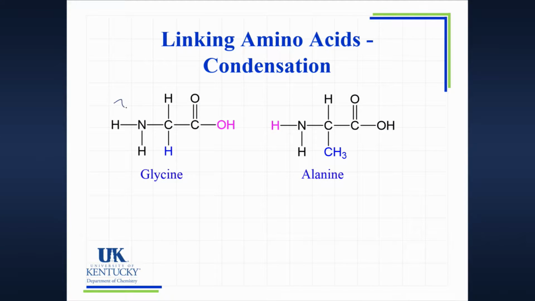We have the amine end, okay, that gives it the amino part of its name. We have the acid, that's the carboxylic acid end. We will have the C with the H attached, that never changes. So everything there never changes. But in glycine, the R group is just a hydrogen, and that's the name of that amino acid. In alanine, the R group is a methyl group.